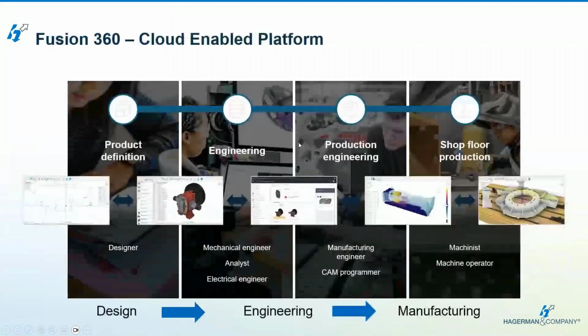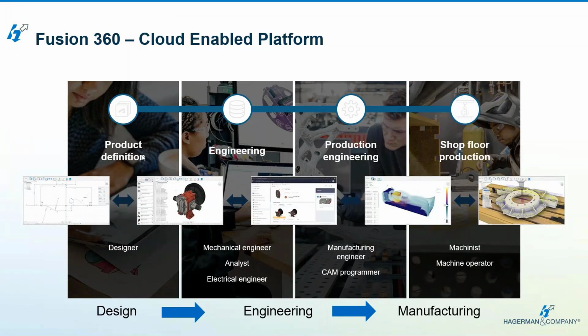So first, what is Fusion 360? We're talking about Fusion. They've rebranded it, just called Fusion. Well, it's a cloud-enabled platform. With this, we've got our different information about product definition. So we can design things directly in Fusion. We can do our engineering on it. We can also do our production engineering.